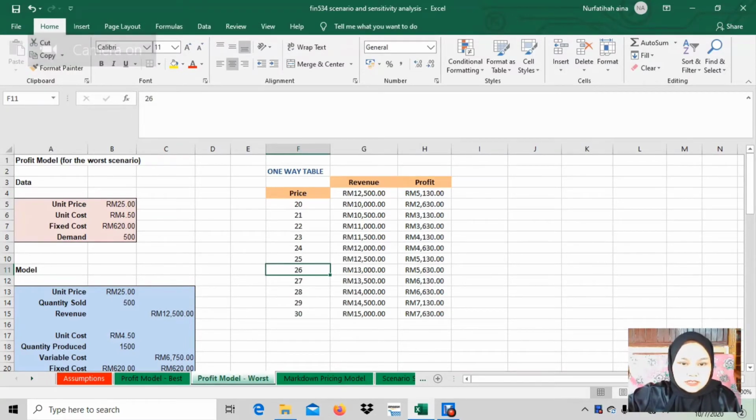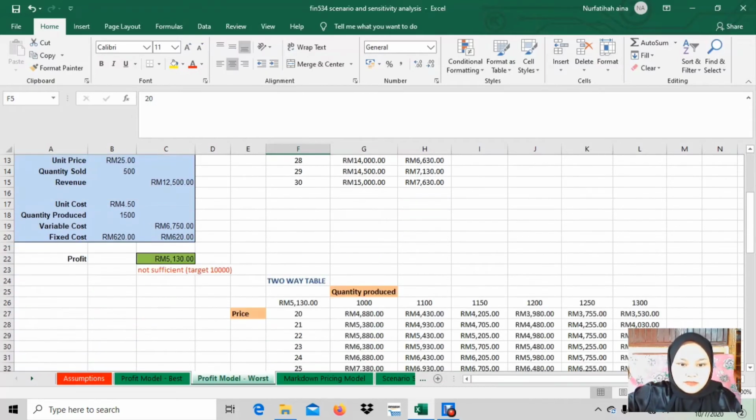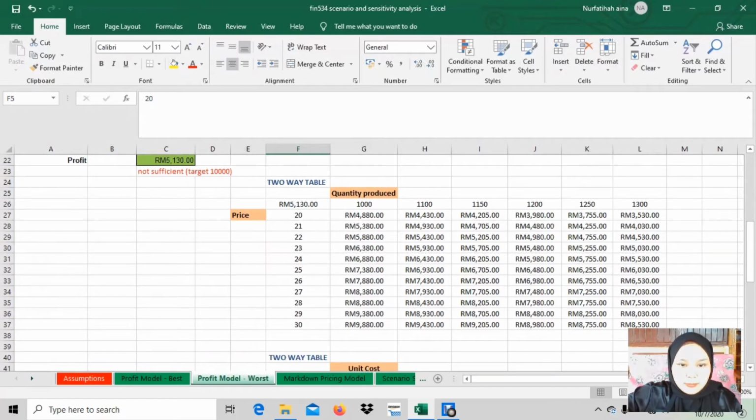The profit I get is not sufficient because my target is RM 10,000. Because of that, I need to change the data. I use two ways, first a one-way table and second a two-way table. In the one-way table, I change the price from RM 20 ringgit to RM 30 ringgit for me to get the revenue and profit as I target. But none of the data has the amount that I want. So I proceed with the second way, which is the two-way table. In the two-way table, I do three tests.